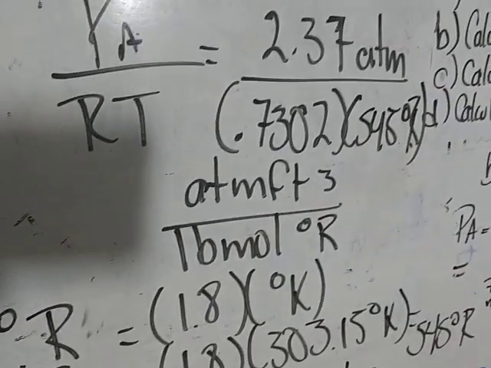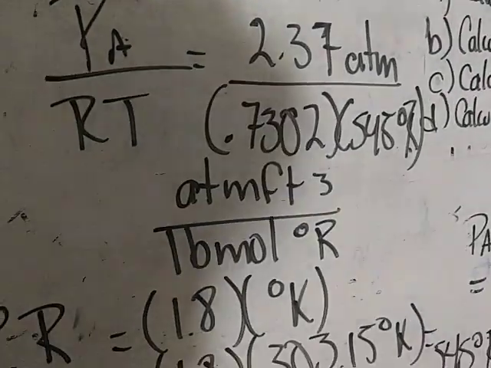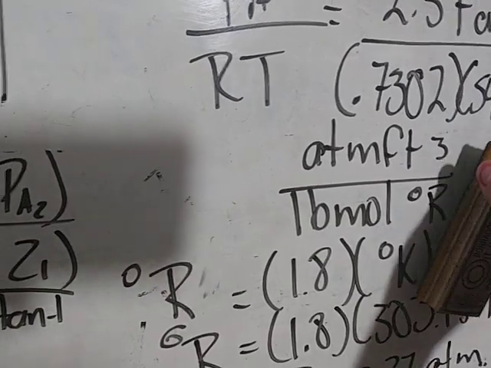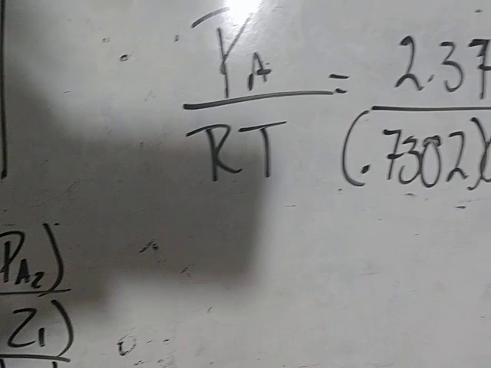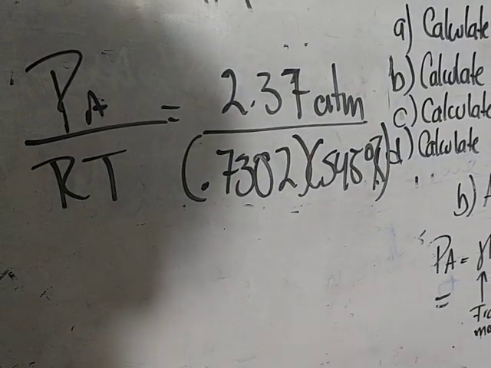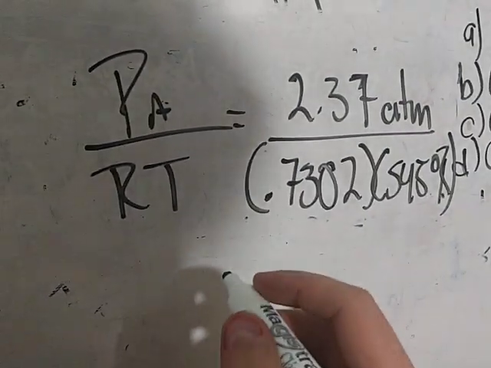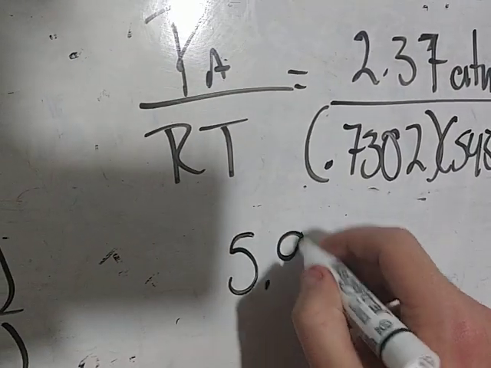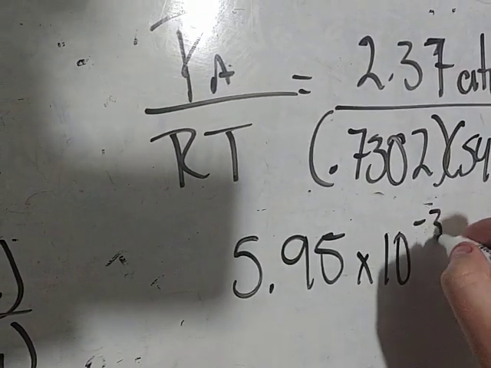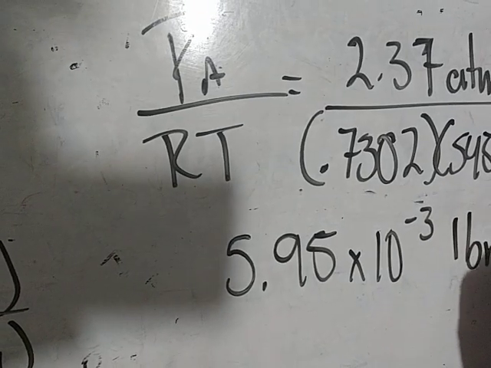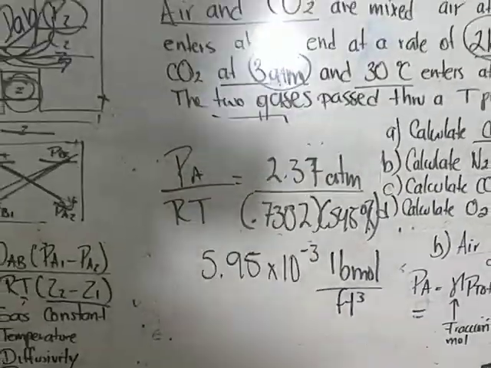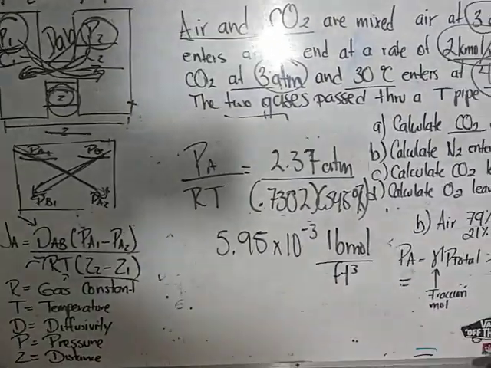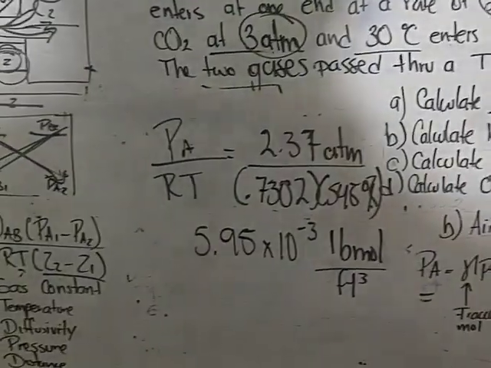Well, I already have the 545 Rankine. In this case, I'm going to obtain the units that they are asking, pound mole. The multiplication of this is going to give a result of 5.95 to the minus 3 pound mole per cubic feet. Okay, that's the situation when I'm considering the two parts.